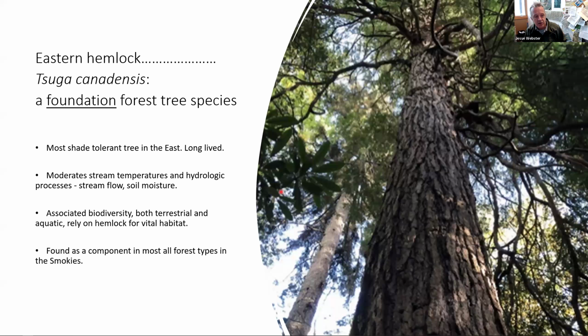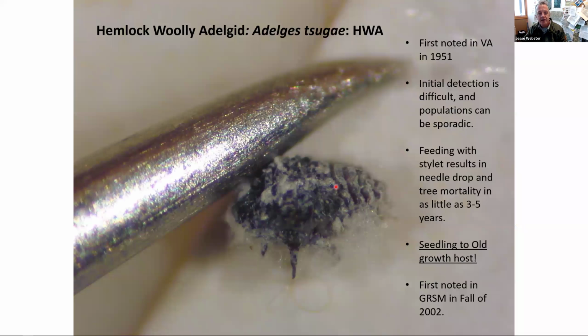So not just losing these trees. And of interest is they're found as a component in most all forest types in the Smokies. There's even a little aspect of the spruce-fir, where you have the hemlock all the way up to 5,000, 5,500 feet in the Smokies that we've been able to protect. So there's the freshly shorn Adelgid. You can note its stylet wrapped around below it here.